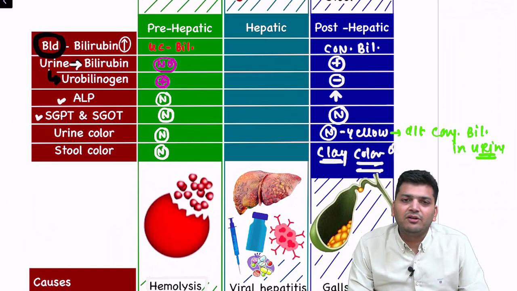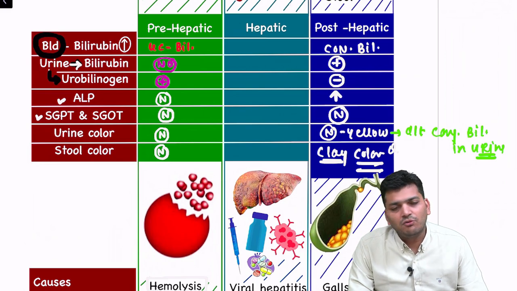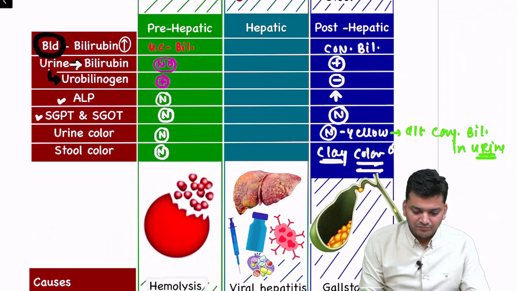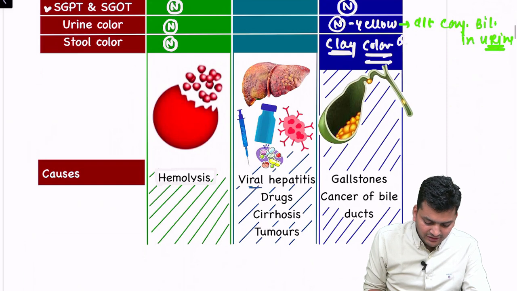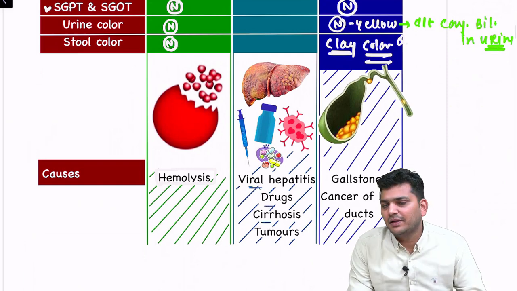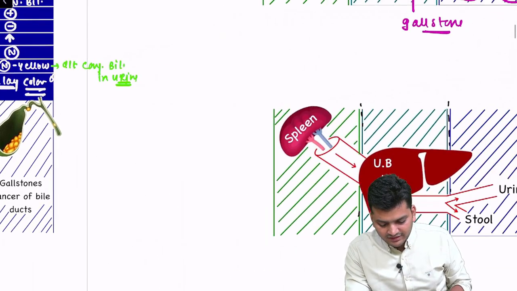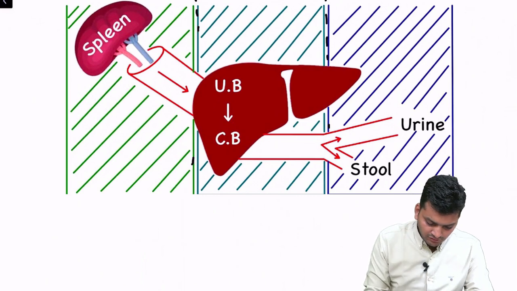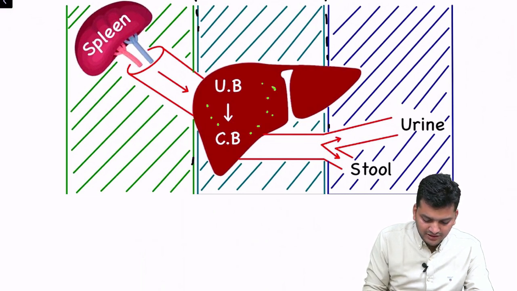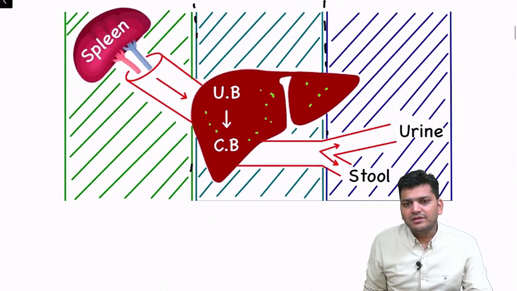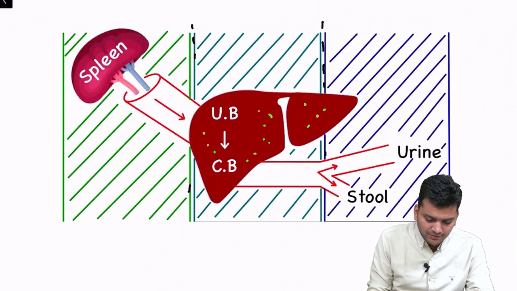Now comes the hepatic cause of jaundice, the hepatic cause of increased level of bilirubin. Hepatic causes such as viral hepatitis, drugs, cirrhosis. Now, for example, let's understand in this example. Hepatitis is happening in the patient, and because of hepatitis, there is some inflammation in the hepatocytes. Now, if there is some problem in the liver, see what happens: the RBC breakdown will happen, the unconjugated bilirubin will be produced, and the unconjugated bilirubin will come into the liver.